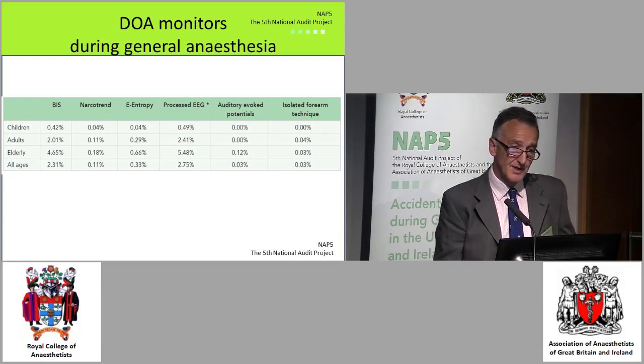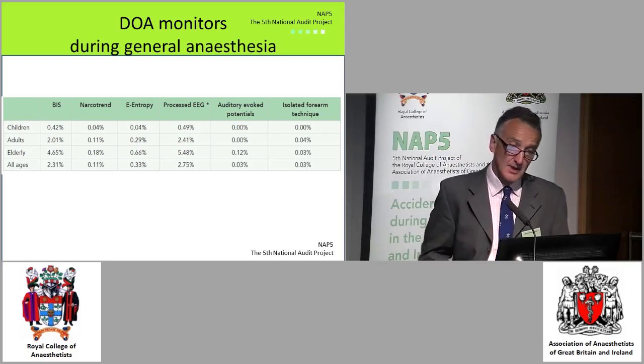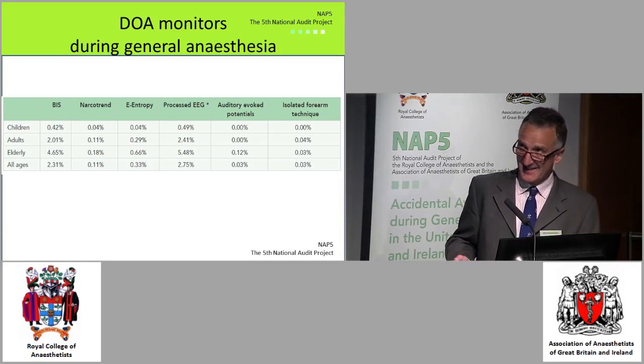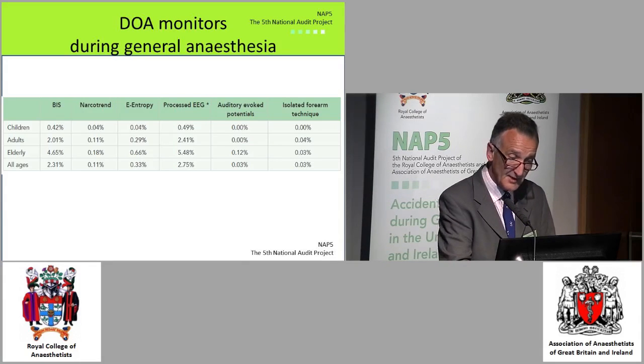The use of depth of anaesthesia monitors, excuse me, is uncommon. A complicated slide. Perhaps you should just look at this. This is the combination of these three. In children, it's hardly used at all. Adults, yes, yes, yes, all ages. This is the percentage of all adults, all patients who have a thing. And isolated forearm technique is very rare indeed.